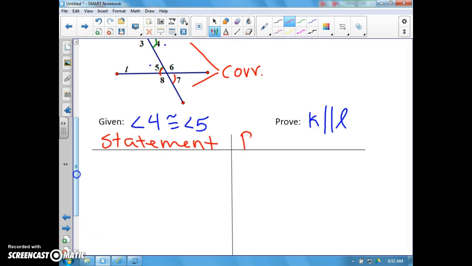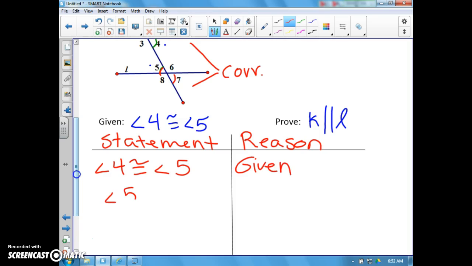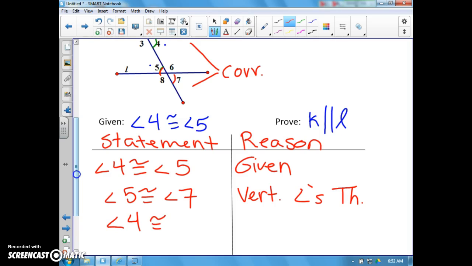Statement, reason, as always. And we start with the givens. Angle 4 is congruent to angle 5, because they're given. And then I can say that angle 5 is congruent to angle 7 by the vertical angles theorem. And now we've got, if 4 is congruent to 5 and 5 is congruent to 7, then angle 4 is congruent to angle 7 by the transitive property.